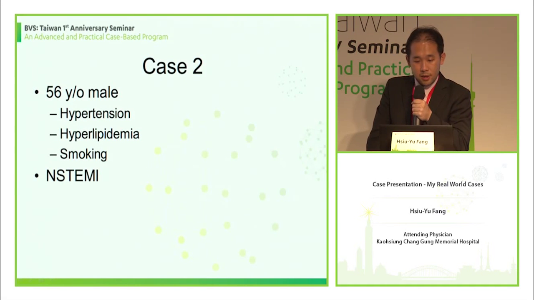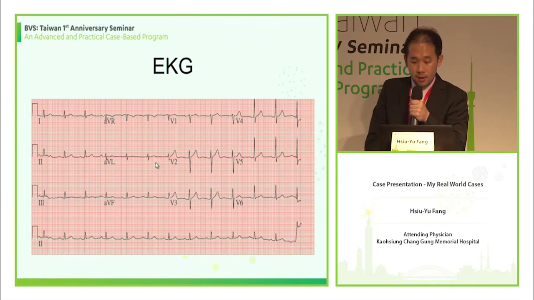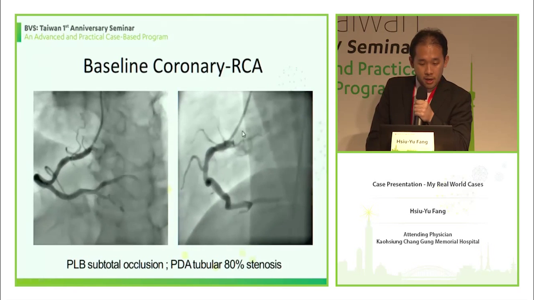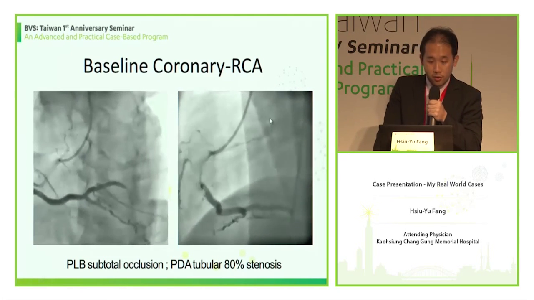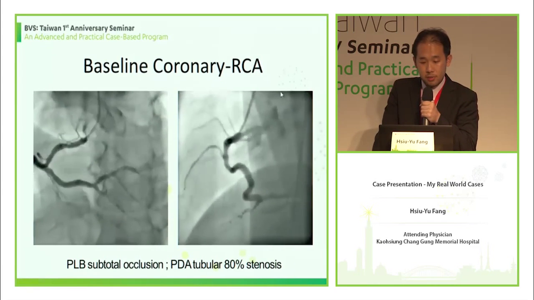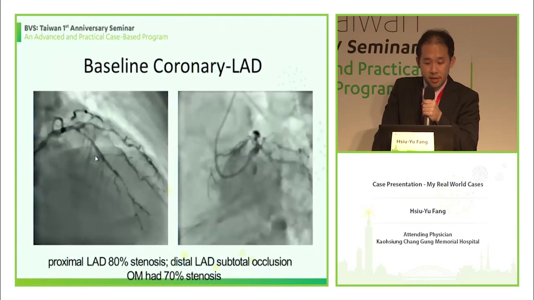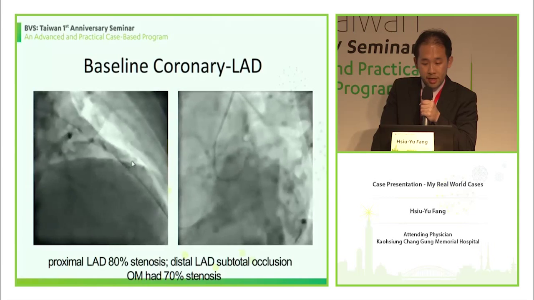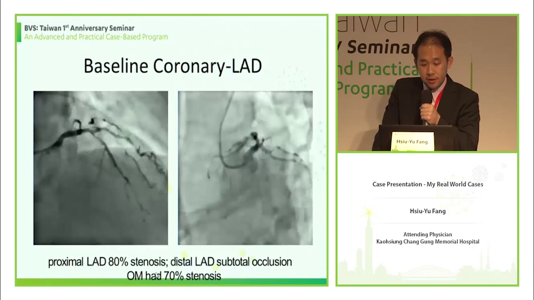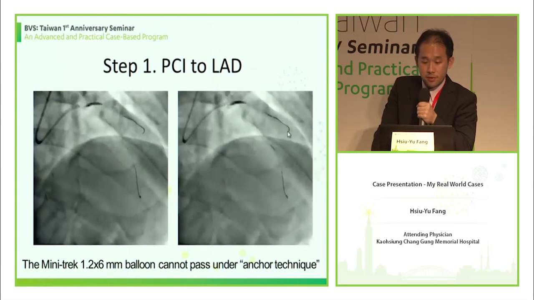So we go on to case number 2. This is a 56-year-old male with hypertension, hyperlipidemia, and smoking, presented with non-STEMI, and his EKG is also fine. This is his baseline coronary angiogram of the RCA. We can see the pedal branch subtotal occlusion and the PDA with tubular 80-90% stenosis. This is his LAD with an 80% calcified proximal lesion and distal LAD subtotal occlusion. The OM branch also has 70% stenosis.